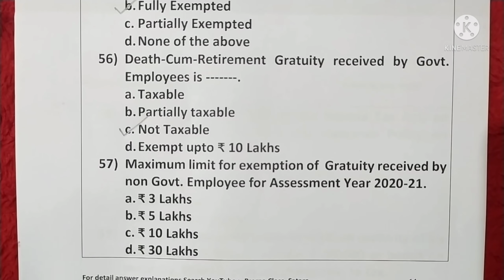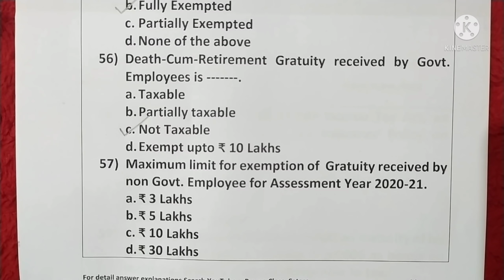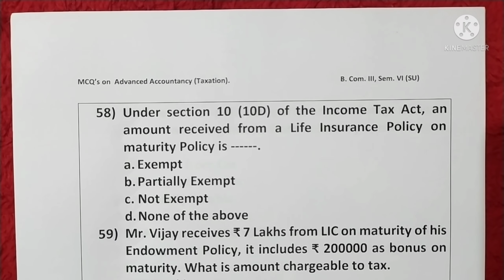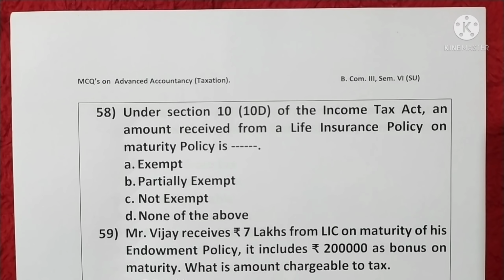Question 57. Maximum limit for exemption of gratuity received by a non-government employee for the assessment year 2020-21 is 30 lakhs. Option D is correct one. Question 58. Under section 10(10D) of the Income Tax Act, an amount received from a life insurance policy on maturity of policy is a dash dash. It is exempt from tax. Option A is correct one.